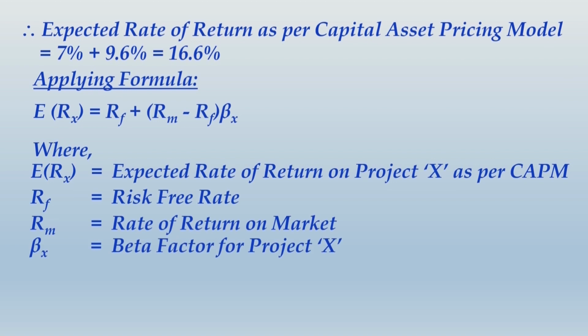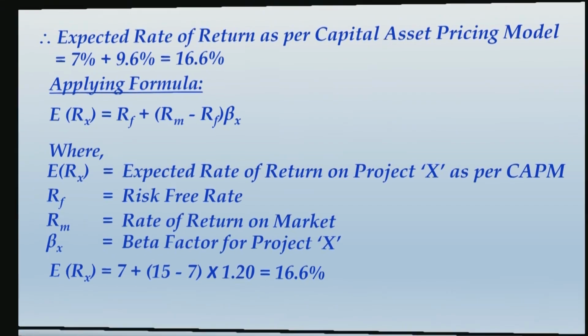When we apply the calculation, what we get is 7 plus, within brackets, RM minus RF means 15 minus 7, and 15 minus 7 will be multiplied by beta, that is 1.2. So 15 minus 7 is 8, 8 into 1.2 is 9.6, and 9.6 added to 7 will give you 16.6. So the logic that you have written in the previous slide is the base of this CAPM equation. In exam we are not going to write that detailed logic, but we will apply the formula and make the calculation this way.